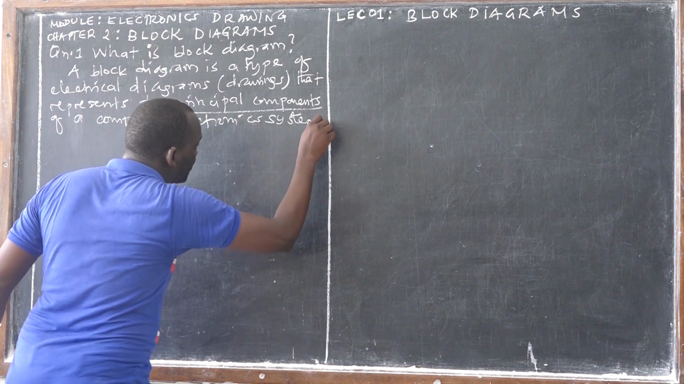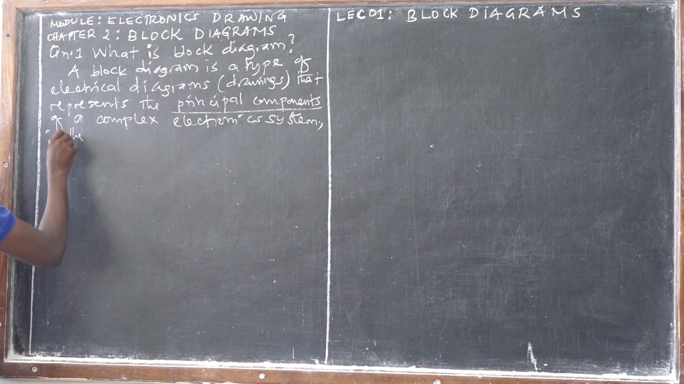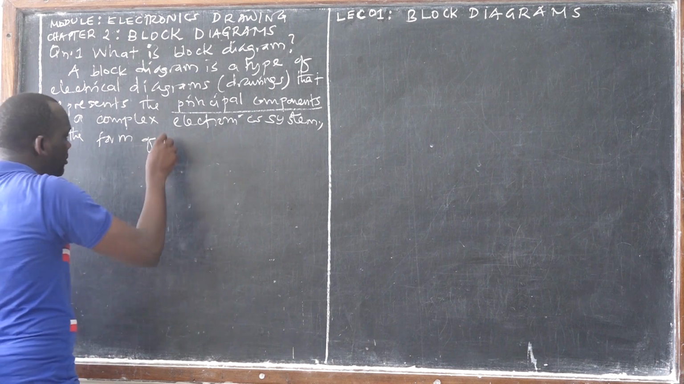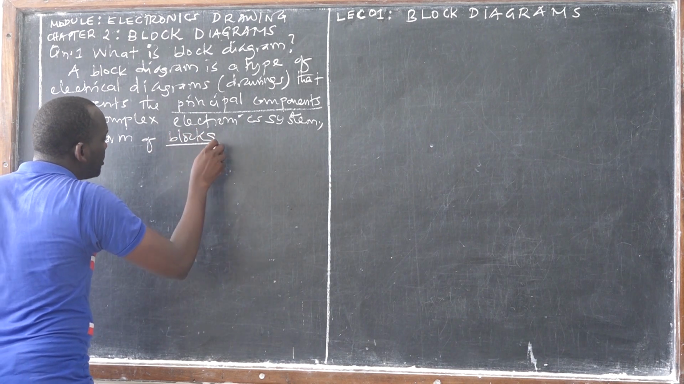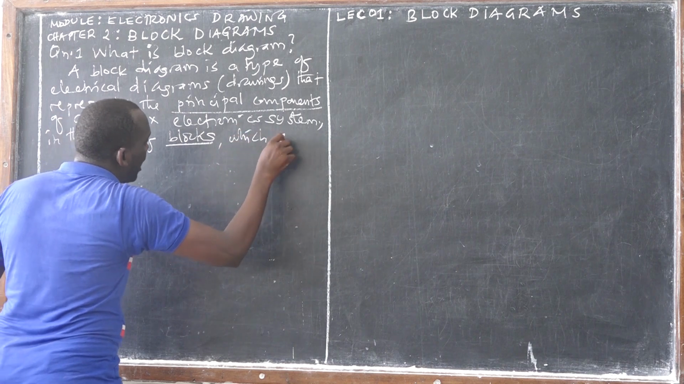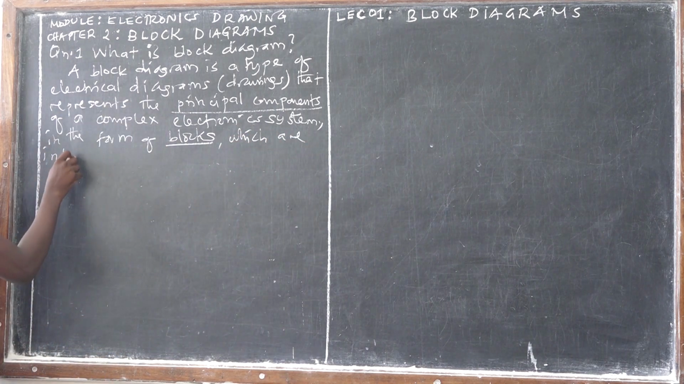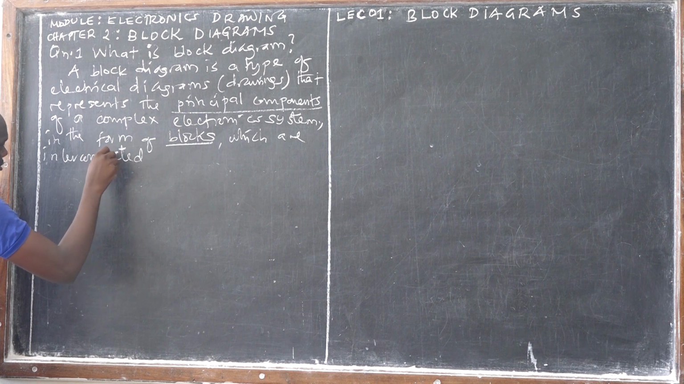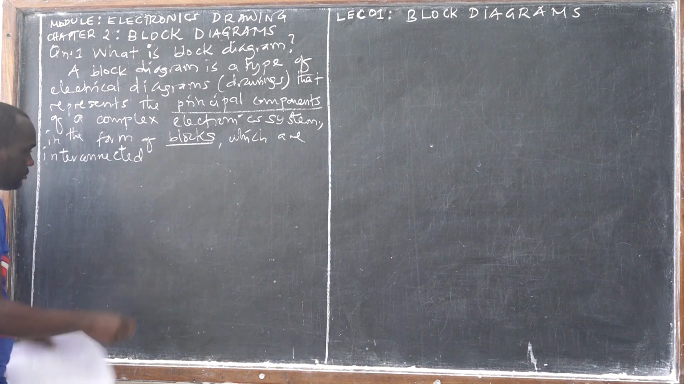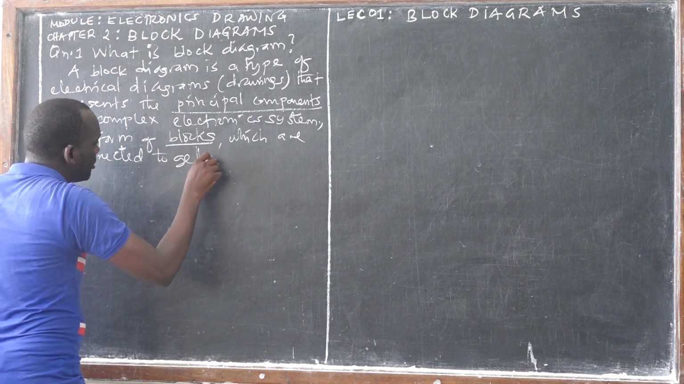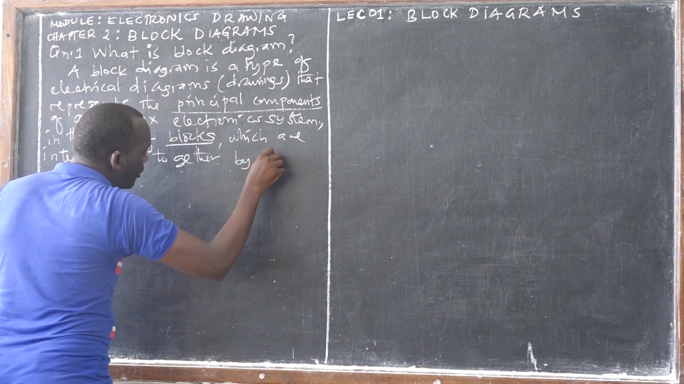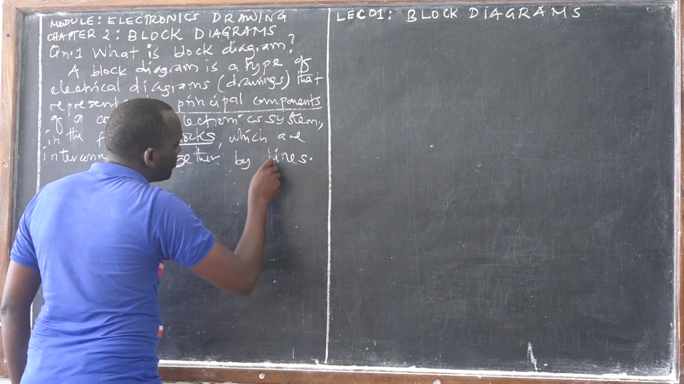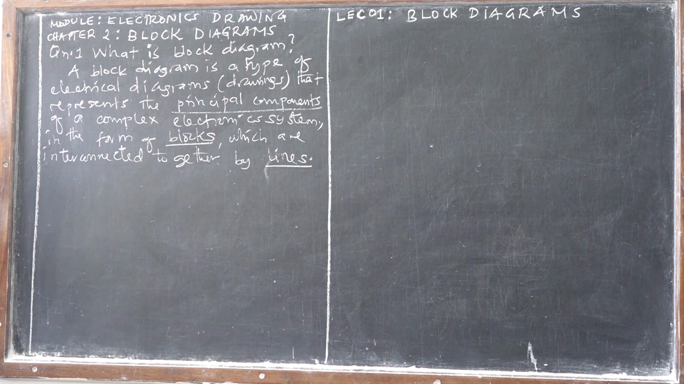in the form of blocks, which are interconnected together by arrows, by lines. So this is one of the simplest definitions of a block diagram.